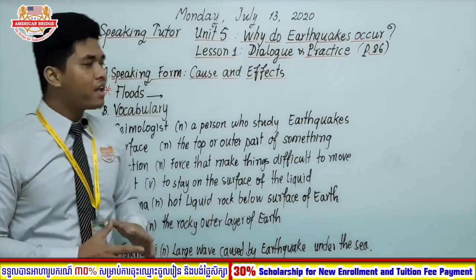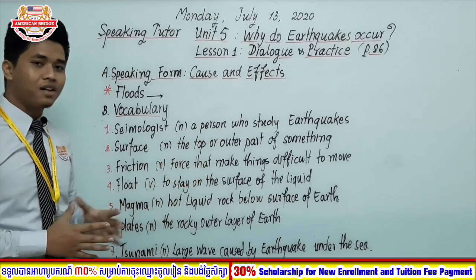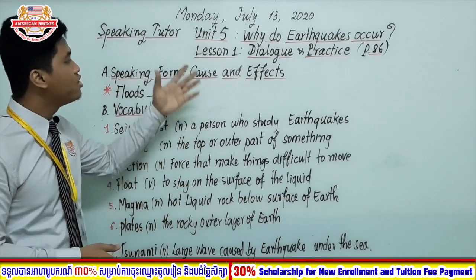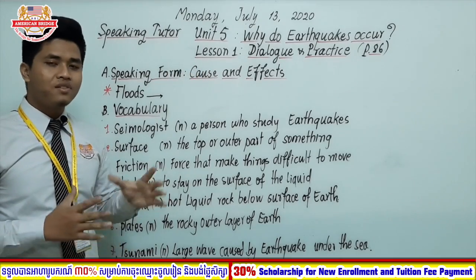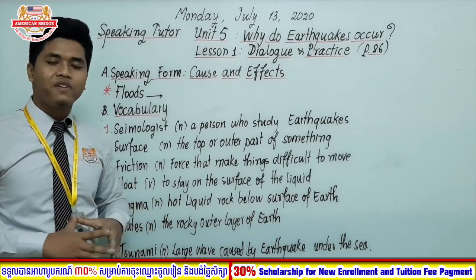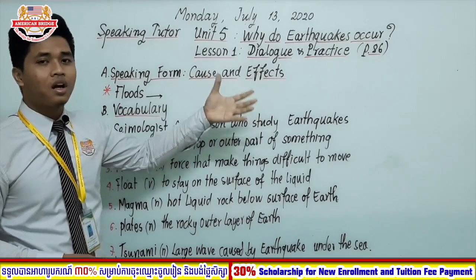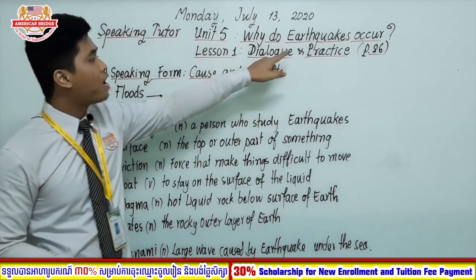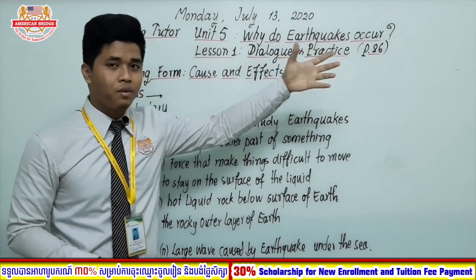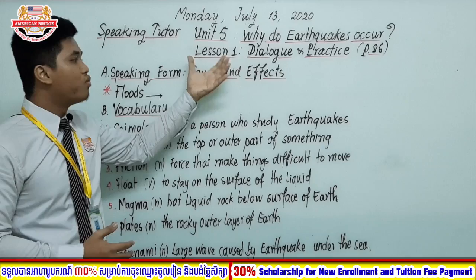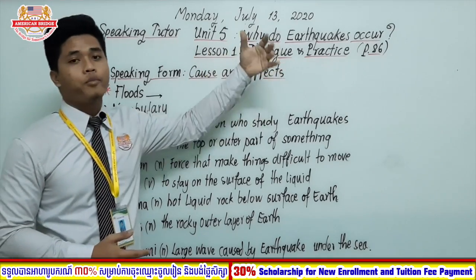So if you look at the whiteboard here, there are some new topics that you can see here in Unit 5. The lesson in our Unit 5 starts with a question form, which is: why do earthquakes occur? You might understand the word earthquakes, and I will explain it later. Now we are on lesson 1, which is the dialogue and practice.